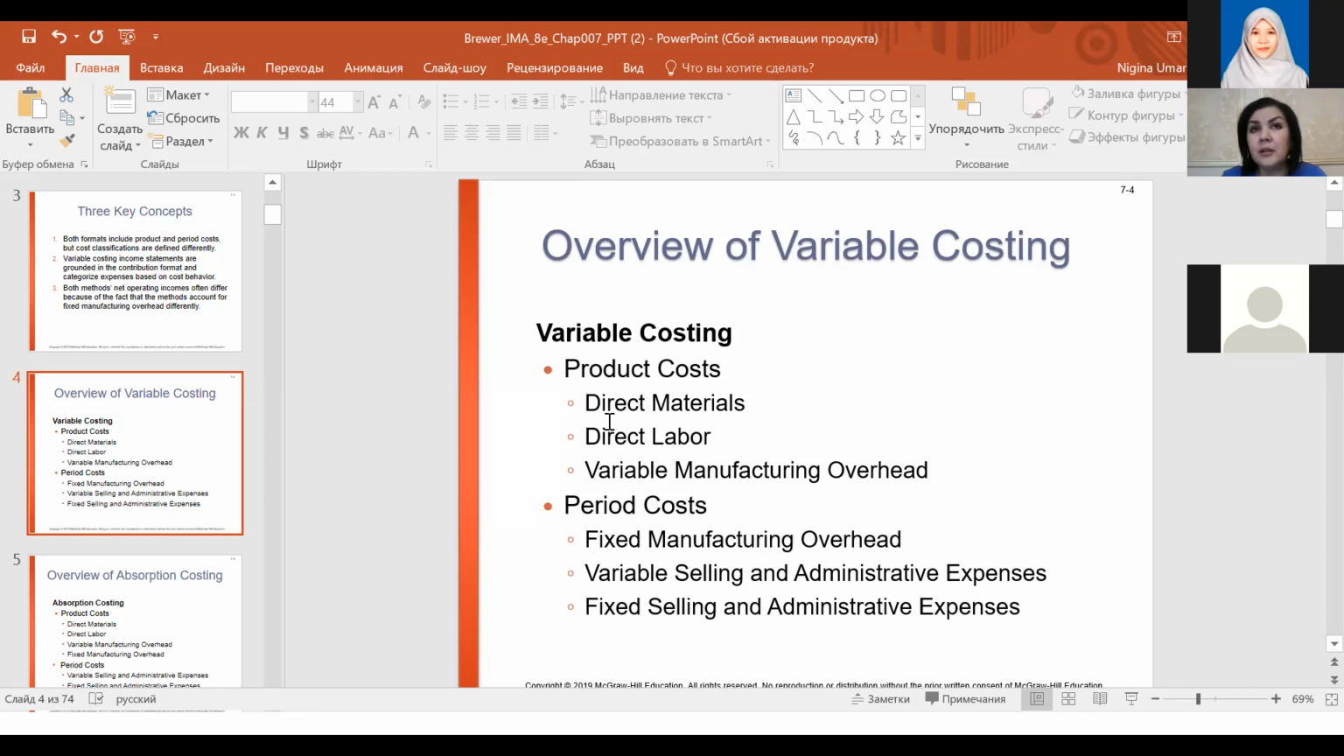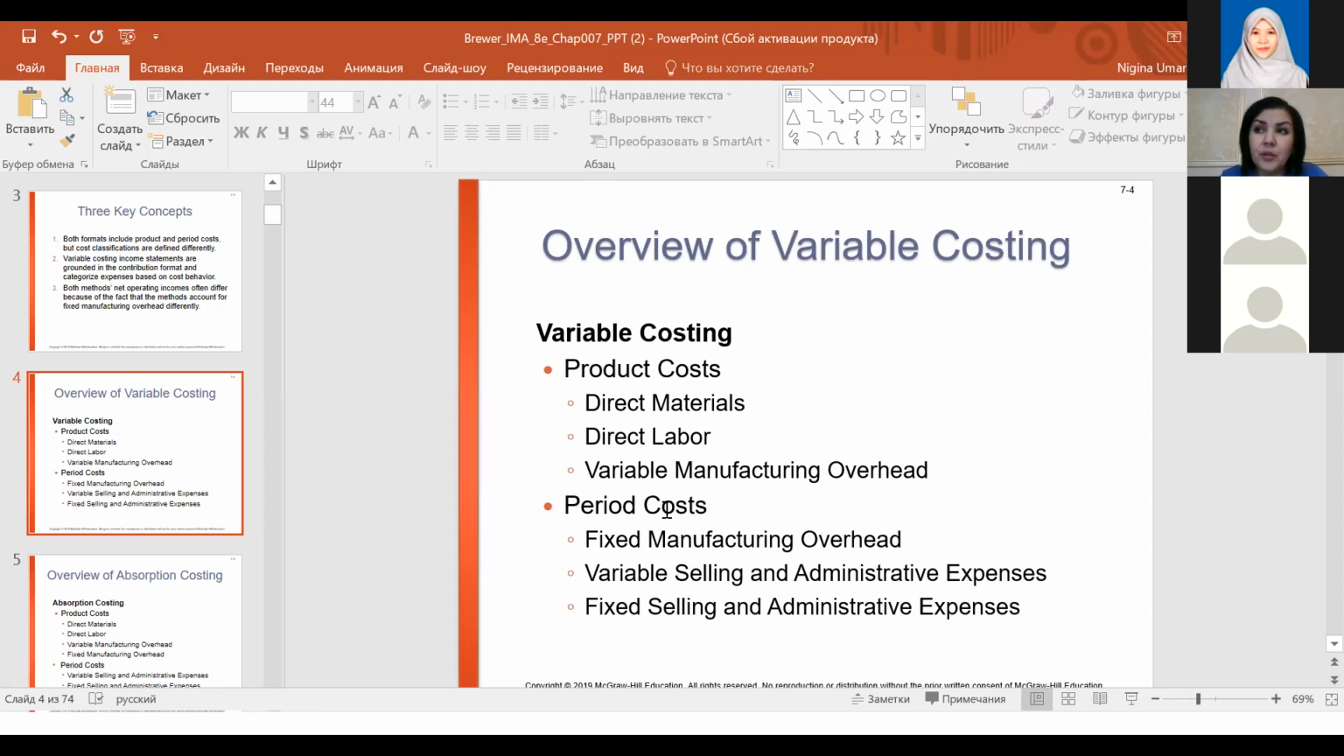So variable costs usually vary with the number of units produced, or increase with the number of units produced. If we increase the number of units, variable costs also increase. If we decrease the number of units produced, variable costs also decrease. So they vary with the level of activity. So in variable costing, in product cost, we include only direct material, direct labor, and variable manufacturing overhead.